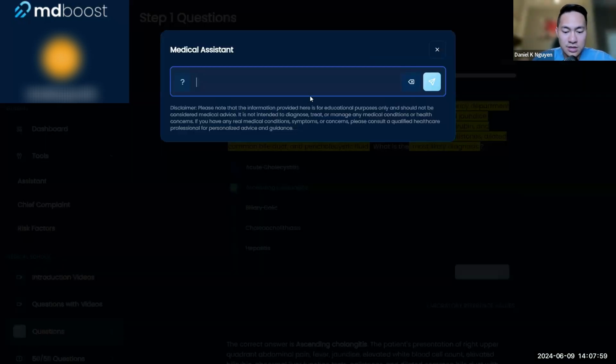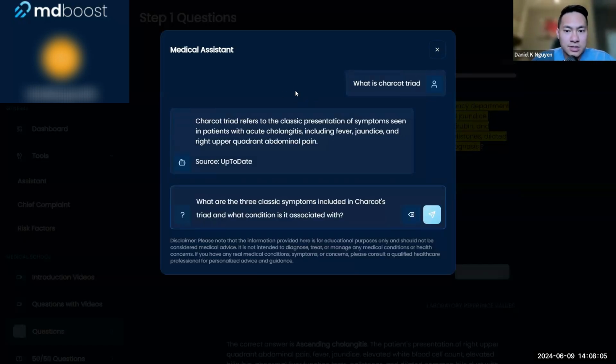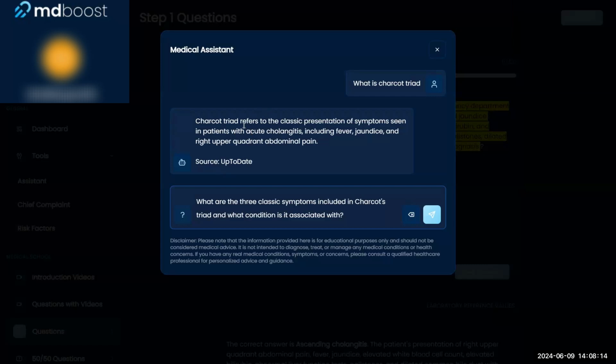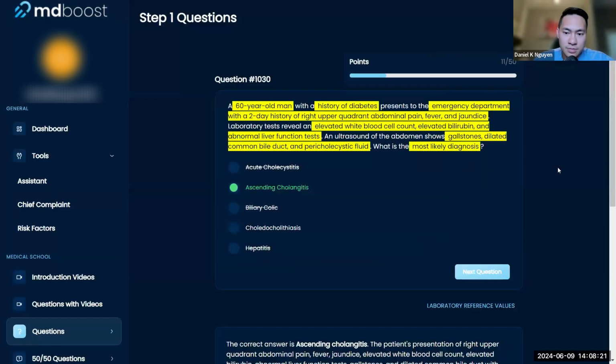And I just want to make sure here. Okay, so here it is. Symptoms of acute cholangitis, including fever, jaundice, and right upper quadrant pain. That's called Charcot's triad. Okay, so make sure you remember that. Also, for Step 2 it's super important. So good. Cool.